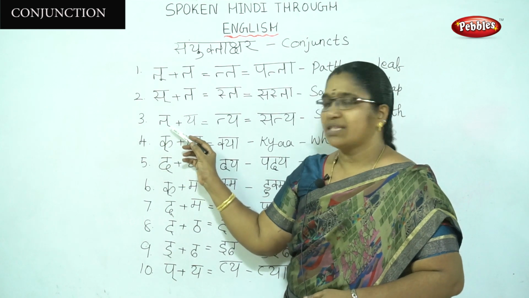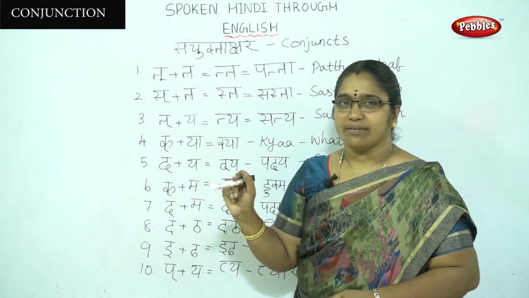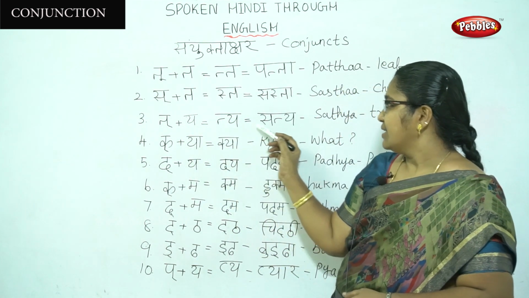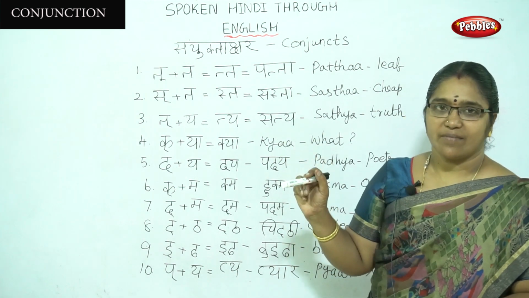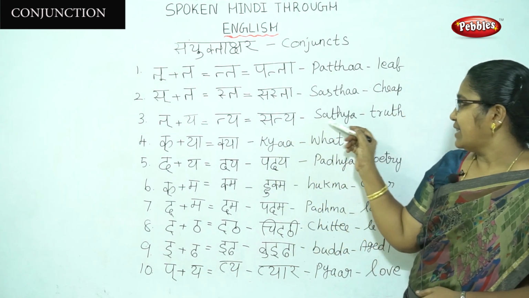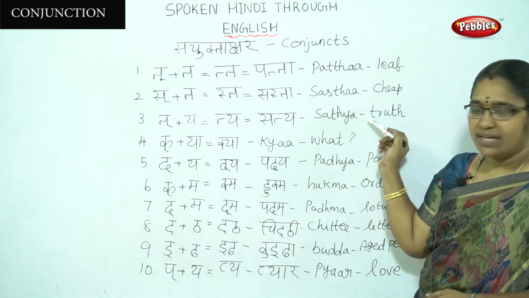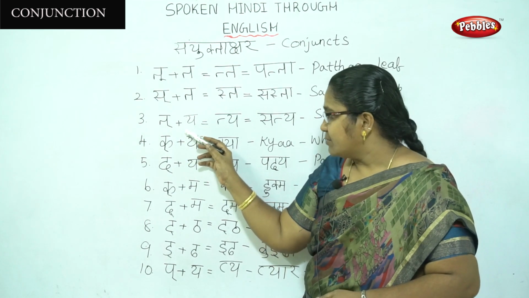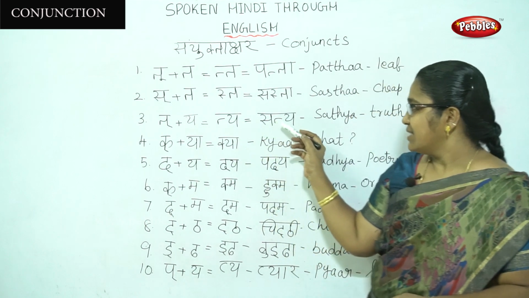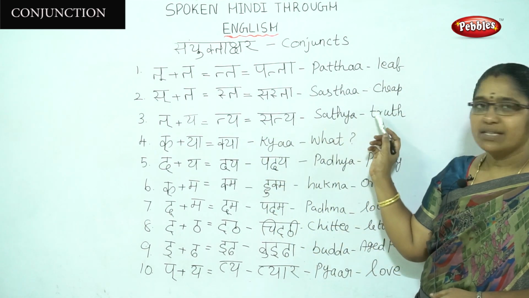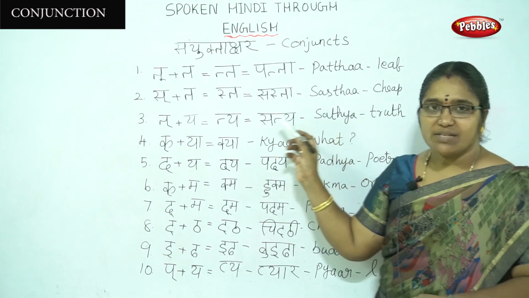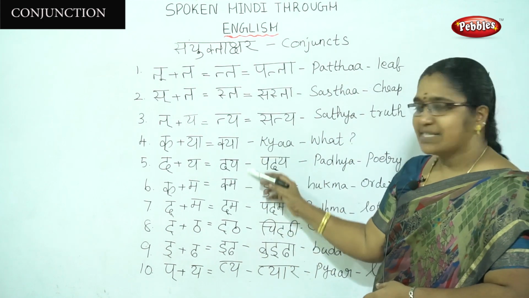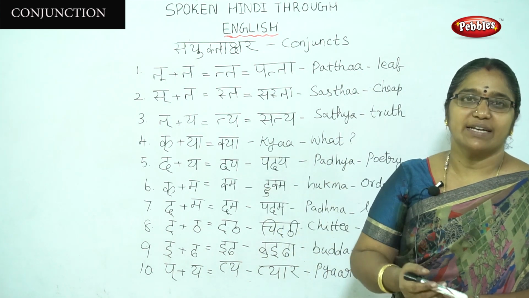Let us see the third one. Third one is it plus ya, itya. Here see satya, truth. It plus ya becomes itya. The word is satya. Pronunciation is satya. The meaning is truth. Likewise, we can write these types of letters, pronounce them and take the meanings.